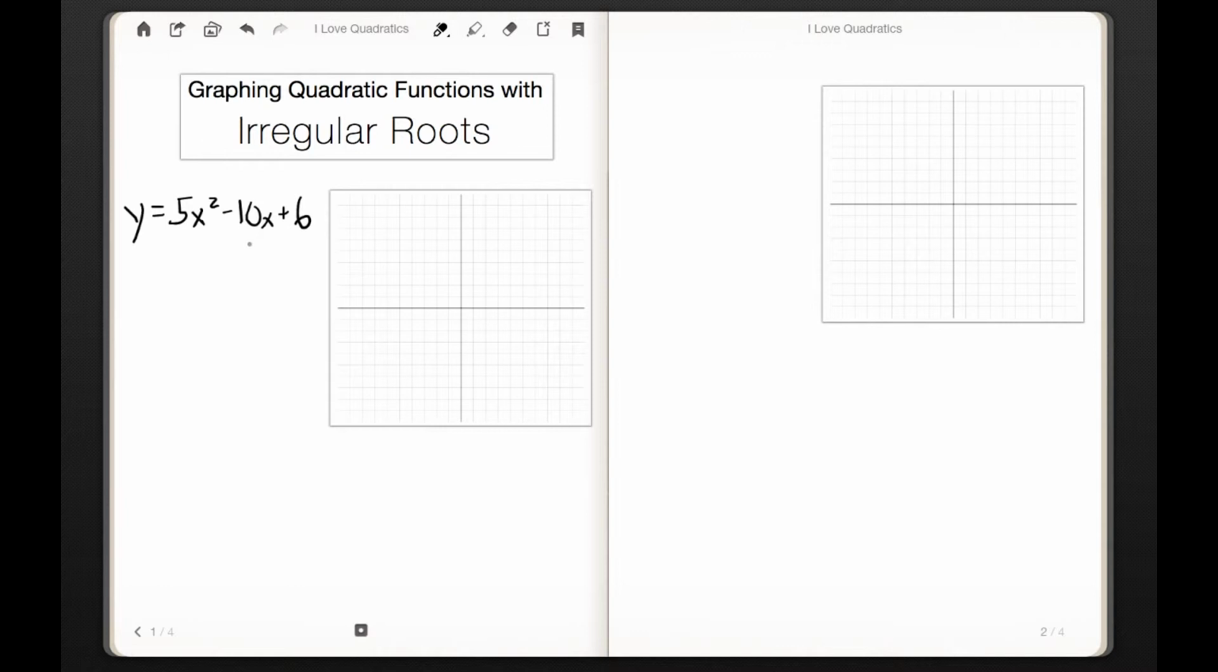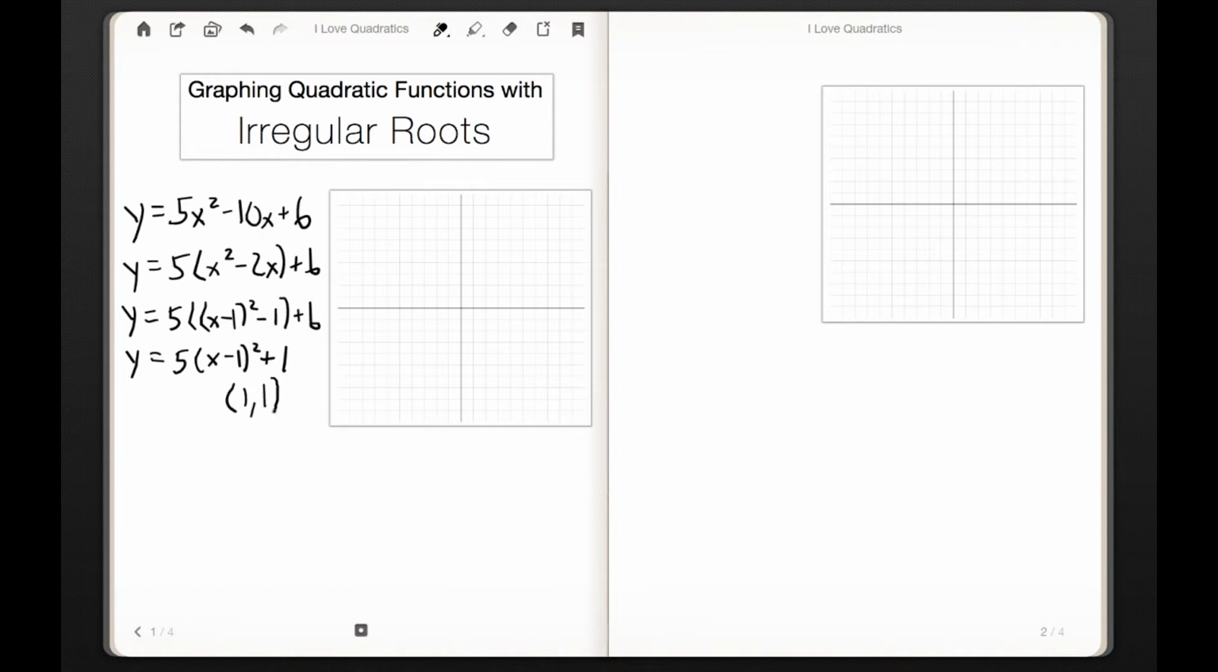So the next thing to try is going to be vertex form. And to get vertex form, we know that we can complete the square, start that process. So we'll factor out a 5 from there. Then we'll change this to x minus 1 squared, x squared minus 2x plus 1. So we take out the 1. Bring this minus 5 to the outside, plus 6 will be plus 1. So we see that the vertex is 1, 1.